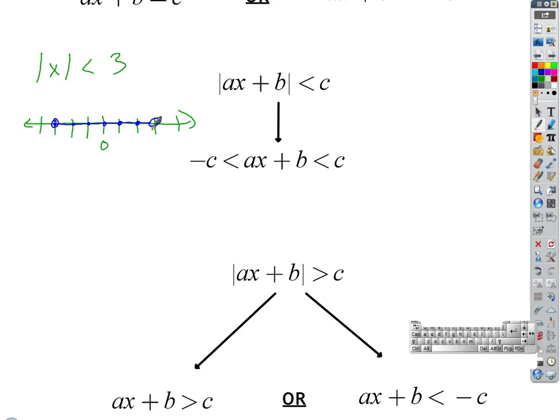Okay, so what's that mean? If we're talking about an absolute value being less than something, we're talking about a bounded interval, something that's bounded on both ends. We're talking about values that are smaller than that value, right? What if we were to change that now? Let's do something very similar.